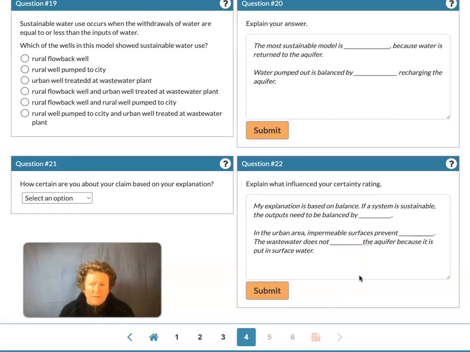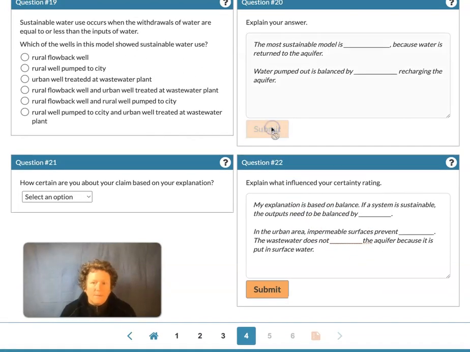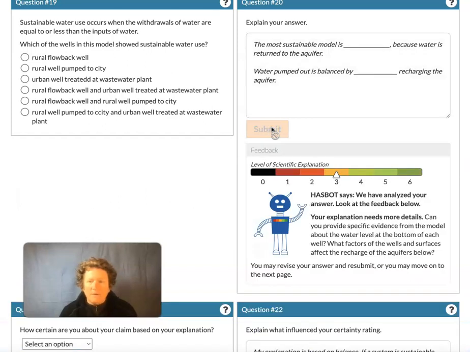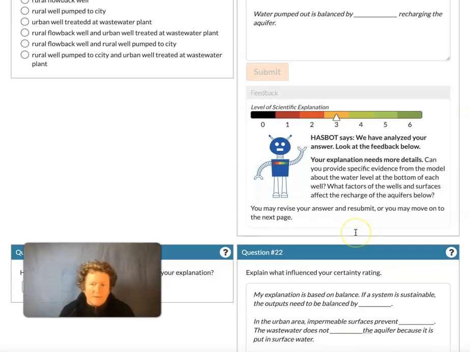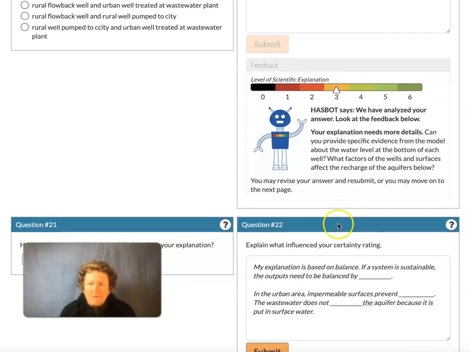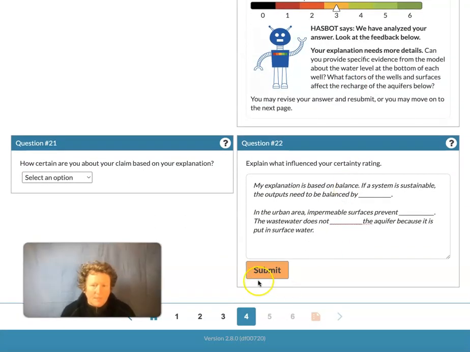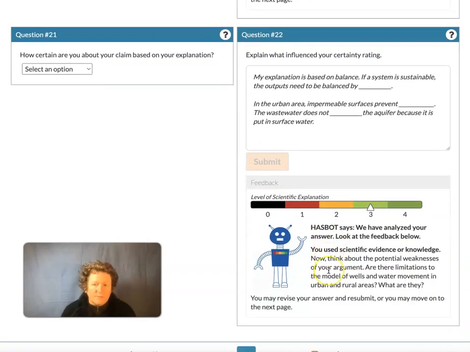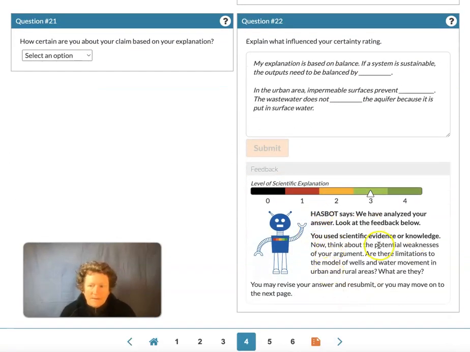When you're done filling in the blanks or writing your own sentences, hit submit and see how Hasbot will give you feedback on what you might have missed or what you could add to make your answer better. So, for example, can you provide specific evidence from the model about the water level at the bottom of each well? Or what factors of the wells and surfaces affect the recharge of the aquifers below? Always try to improve your answer from Hasbot.